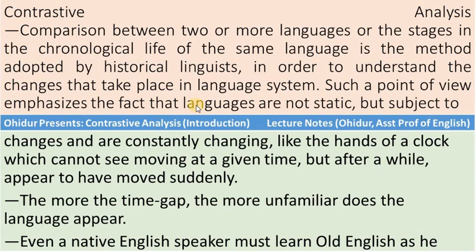Let's talk about contrastive elements of general linguistics. Comparison between two or more languages, or the stages in the chronological life of the same language, is the method adopted by historical linguists in order to understand the changes that take place in language systems.